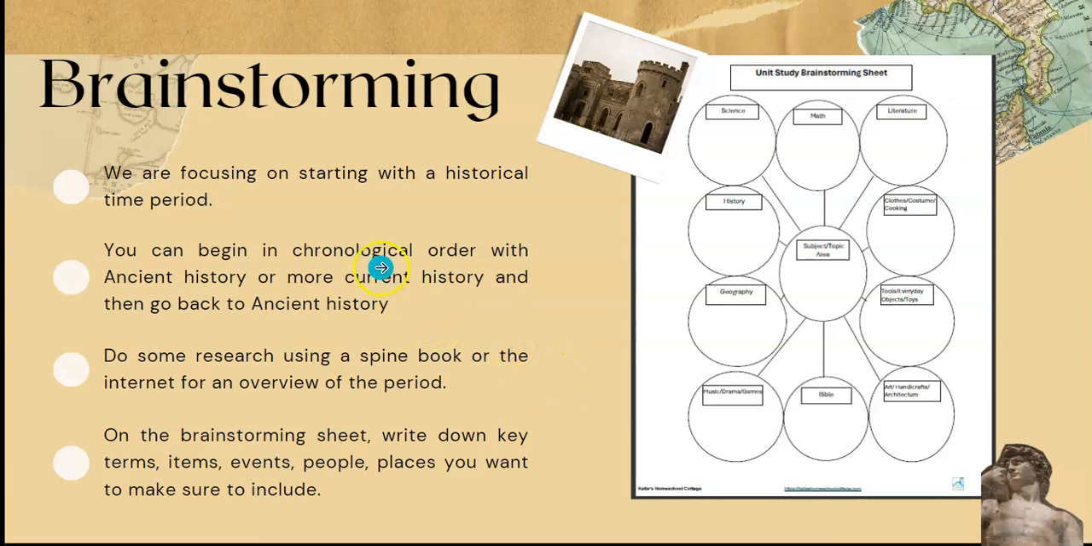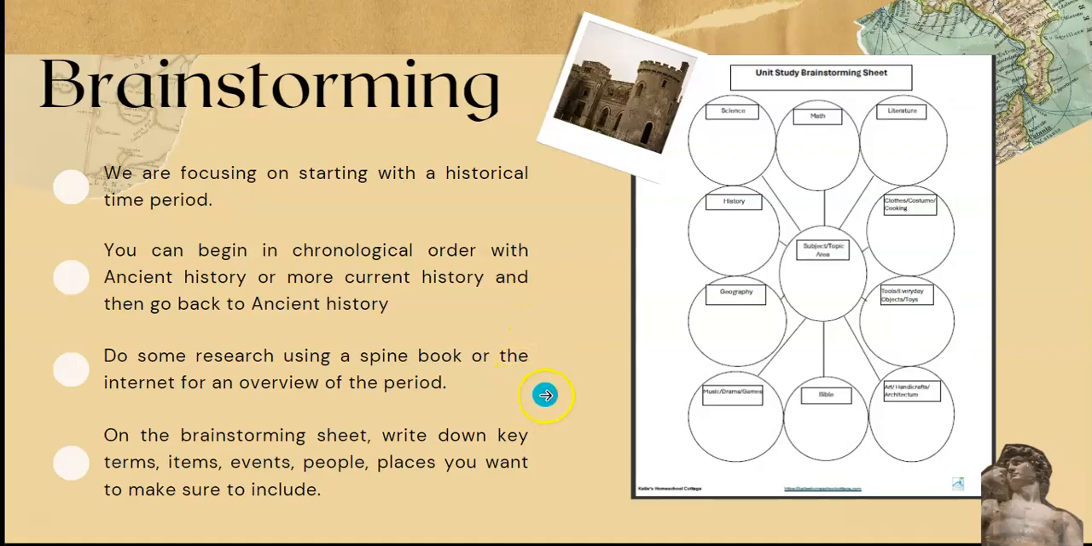Now, you can begin in chronological order with ancient history, or if your children are more interested in current history and you find that that would be easier to get started, then you can also start with more modern history. And then go back to ancient history in your social studies or history curriculum each year. And what I'm about to show you was not all done in one year. It was over a span of a number of years.